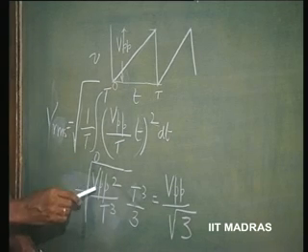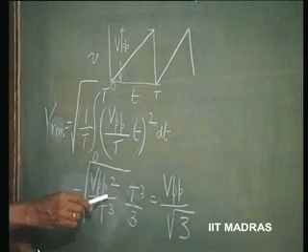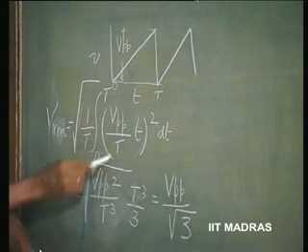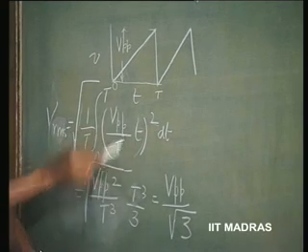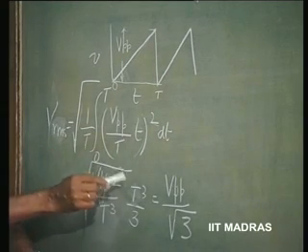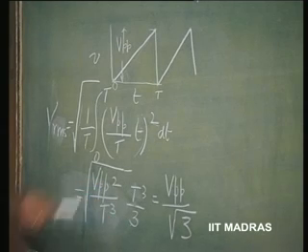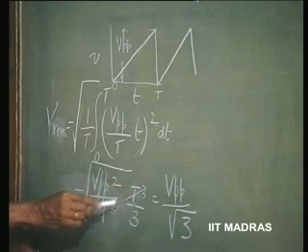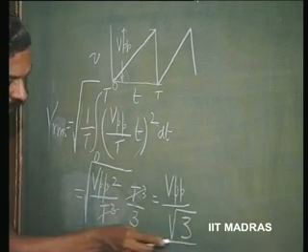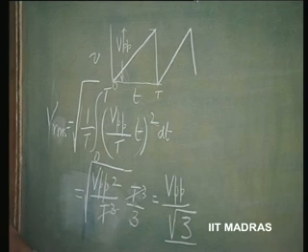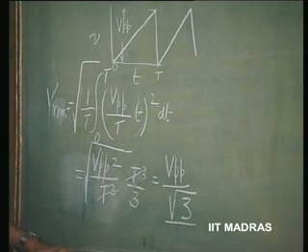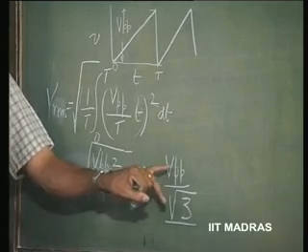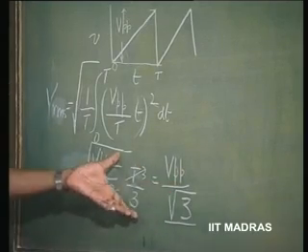So, integrating, VPP squared comes out, T cubed comes out, and the integral of t squared is t cubed by 3. Substituting the limits, it is T cubed by 3. So, this gets cancelled, and we get VPP by root 3. This is the answer for the RMS value of any triangular waveform whose peak to peak value is given as V peak to peak.